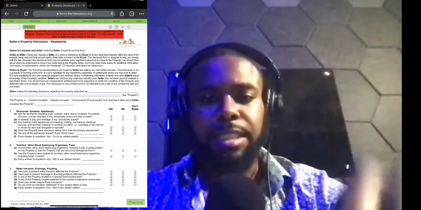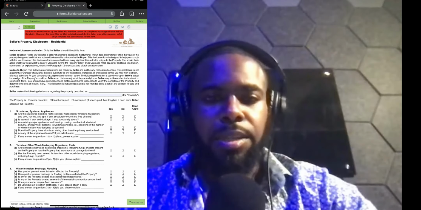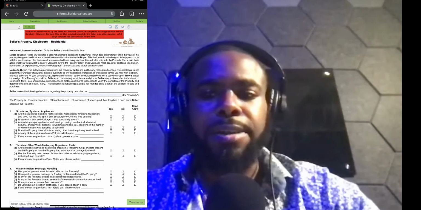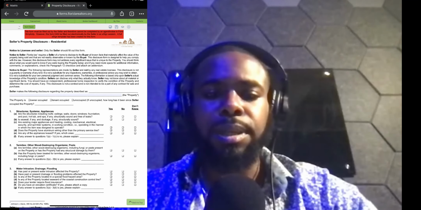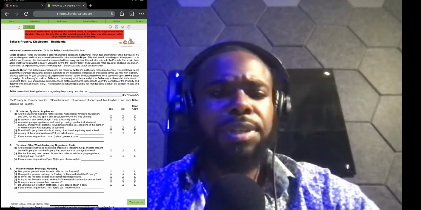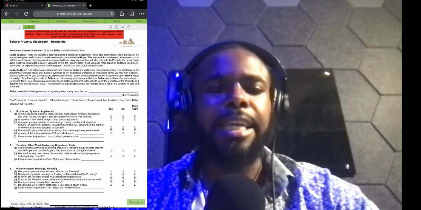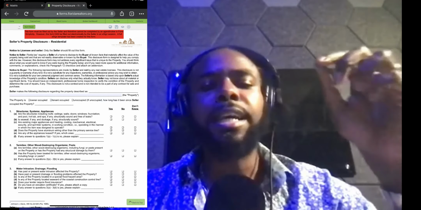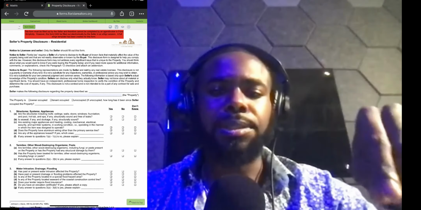The reason for this is, as you can see, it goes over everything. So they want to know if it's occupied. How is the roof? How's everything? If they don't know, they just click don't know. Have you ever had termites? Have you ever had a leak? Everything they would know about the property or not know about the property is outlined on this seller's disclosure.